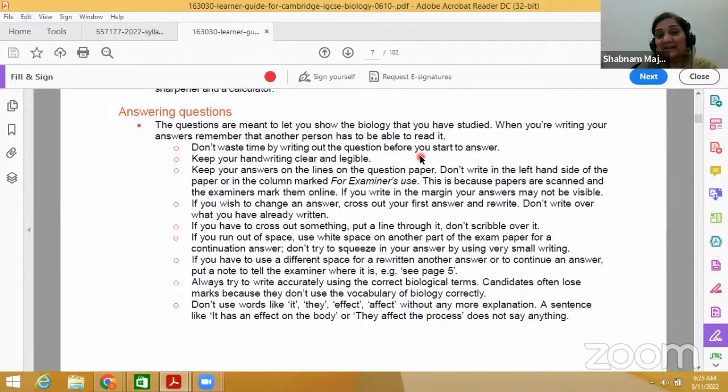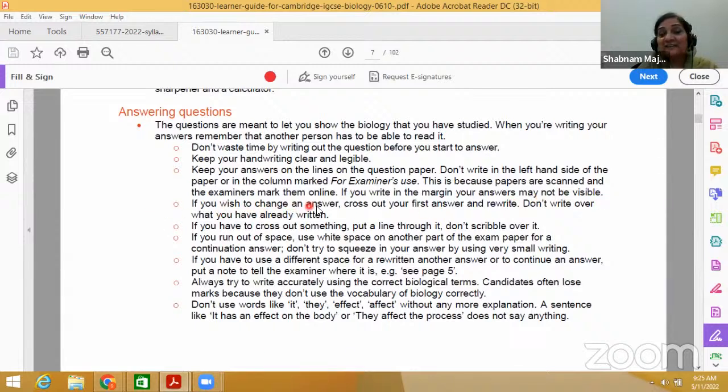So clear and legible. Keep your answers on the lines and on the question paper. That's very important. Next, don't write on the left hand side of the paper or in the column marked for examiner's use. You have seen that there is always an examiner's use column. This is because papers are scanned and the examiners mark them online. If you write in the margin, your answers may not be visible.